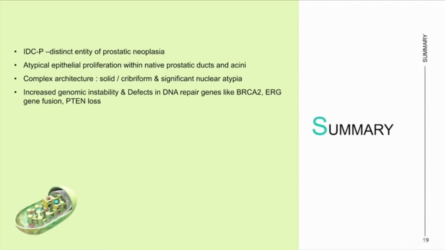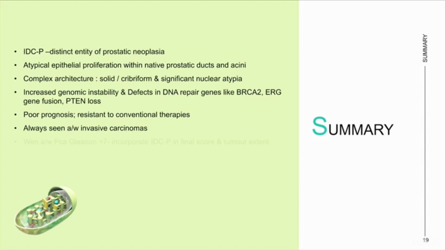And it is associated with increased genomic instability and defects in DNA repair genes like BRCA2, ERG gene fusion, and PTEN loss. And it is associated with poor prognosis with resistance to conventional therapies. And almost always it is seen associated with concomitant invasive prostatic carcinoma. And when it is associated with prostatic carcinoma Gleason score more than 7, you should incorporate IDC-P in the final score as well as in the overall tumor extent.